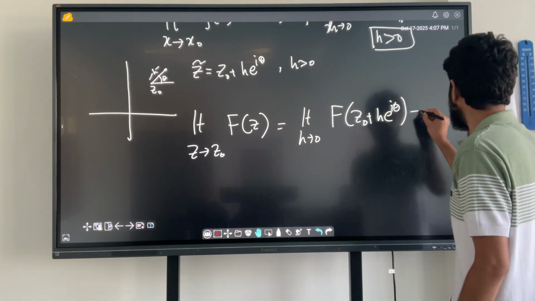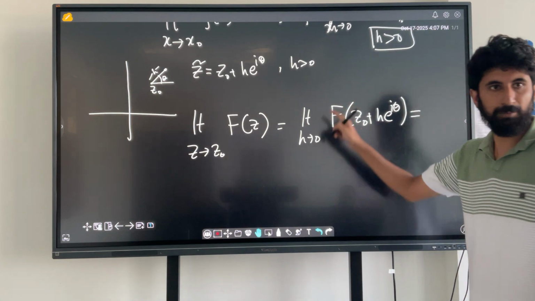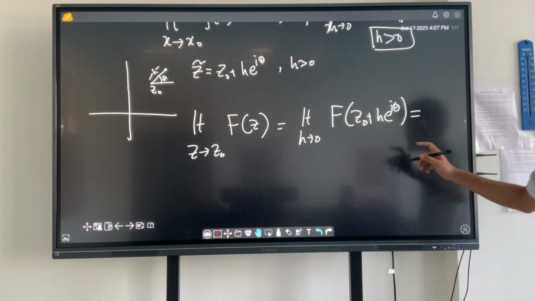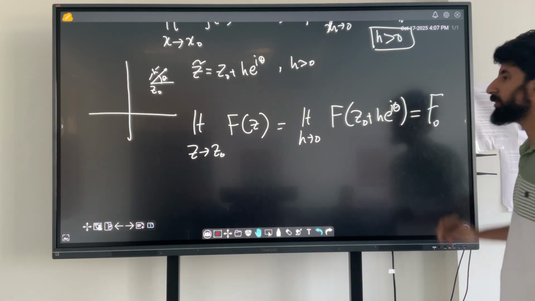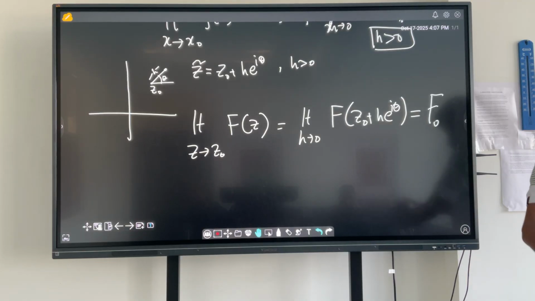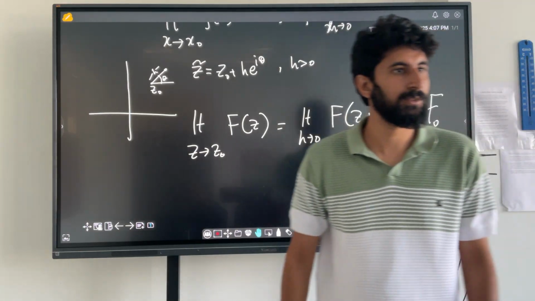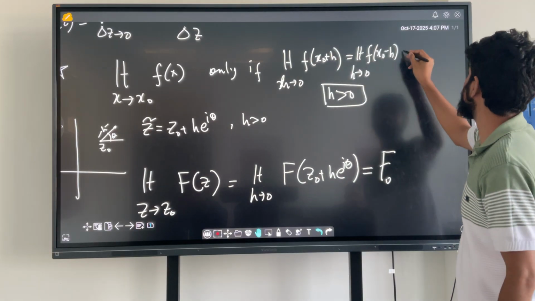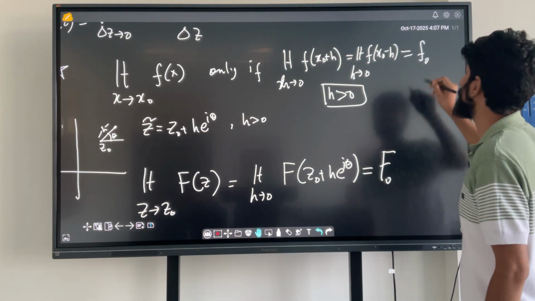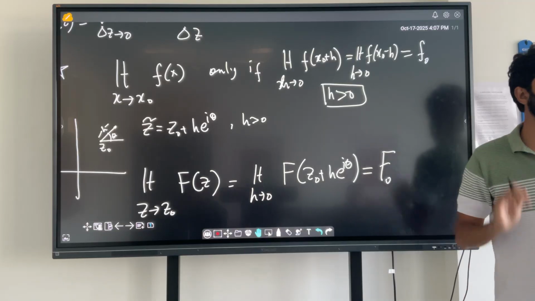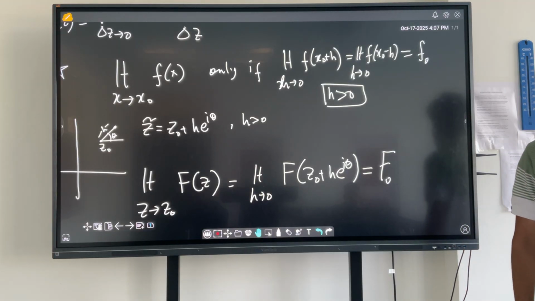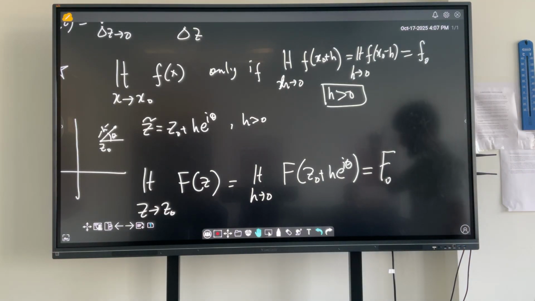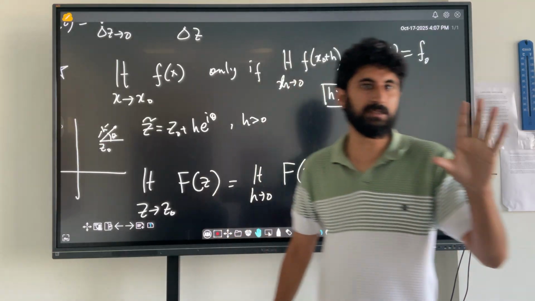So if you do this operation and you get something, let's say f naught, then you say the limit exists. Just like here, when you do this operation and both sides give you the same answer, small f naught, then you say the limit exists. Remember, it is the same thing you learned in real functions. I hope this is clear to you.